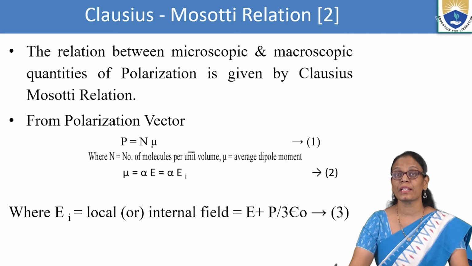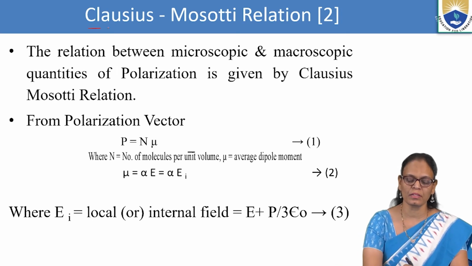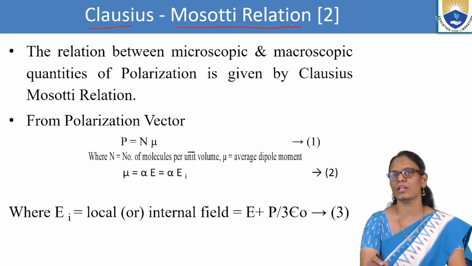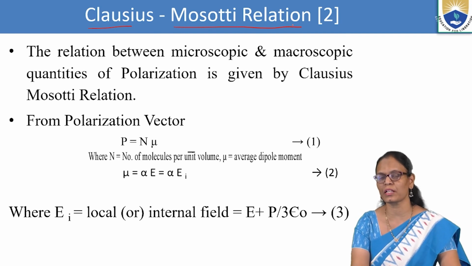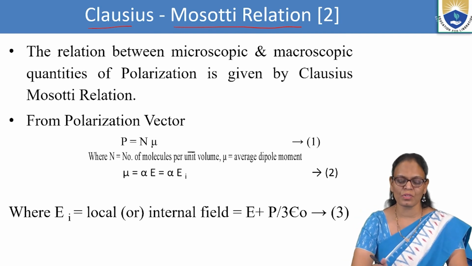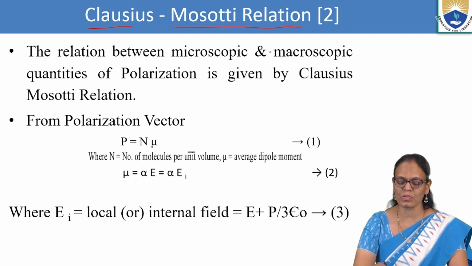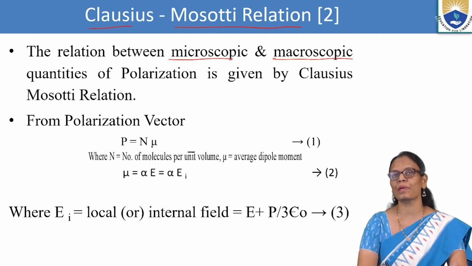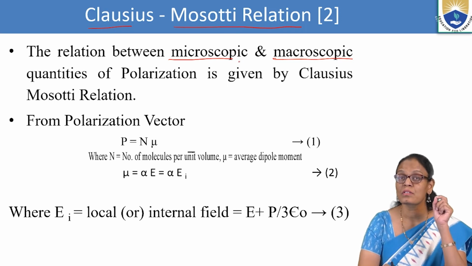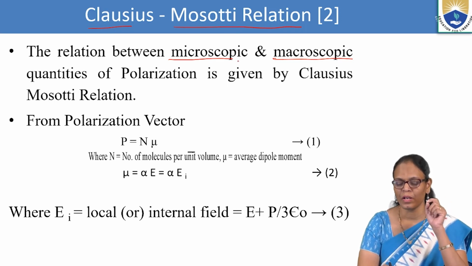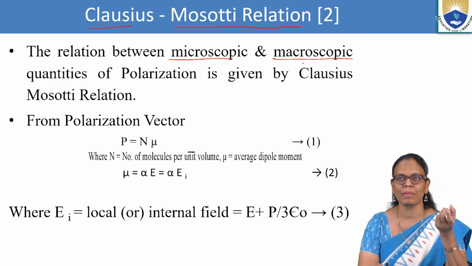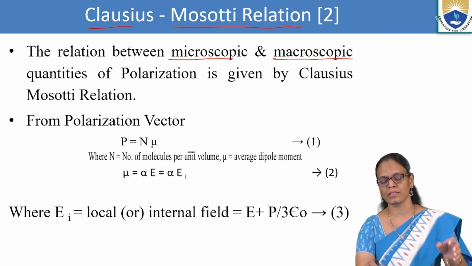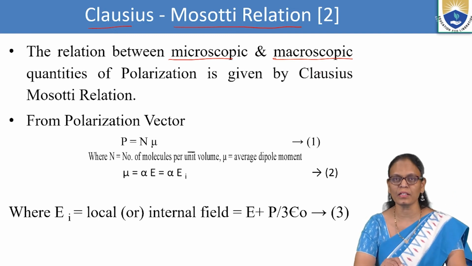Now, we are going to derive the Clausius-Mosotti relation. This is a very important and very useful relation in obtaining the polarization. It gives the relation between microscopic and macroscopic quantities. When I say microscopic, it means small in size, of the order of 10 power minus 6. Macroscopic means which we can measure. So we are going to get a relationship between these quantities using the Clausius-Mosotti relation.